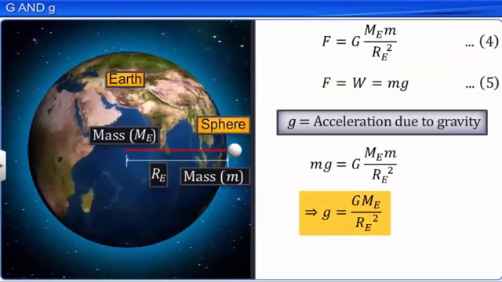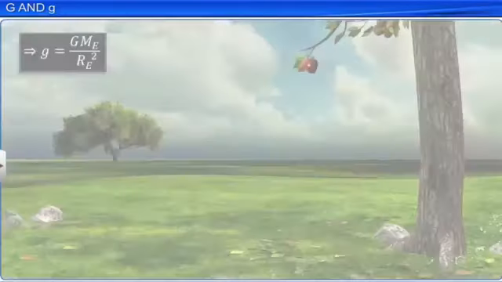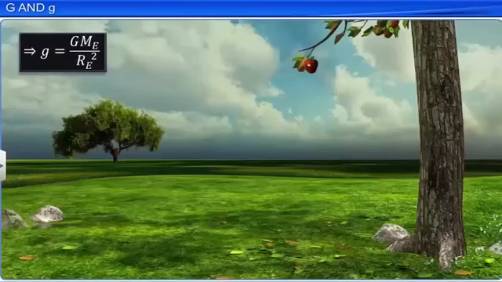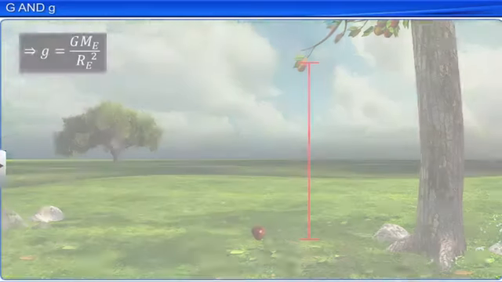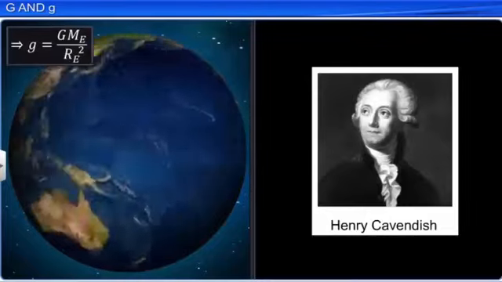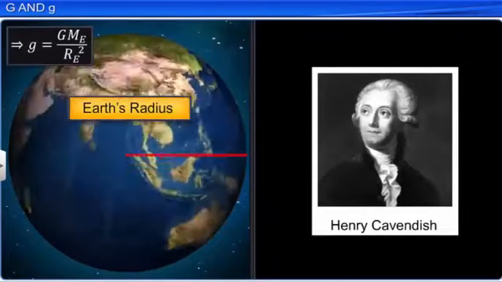To determine the value of g, we can perform simple activities like dropping a body from a known height and measuring the time taken to descend. Knowing the value of the radius of the Earth and the value of g enables one to measure the mass of the Earth.